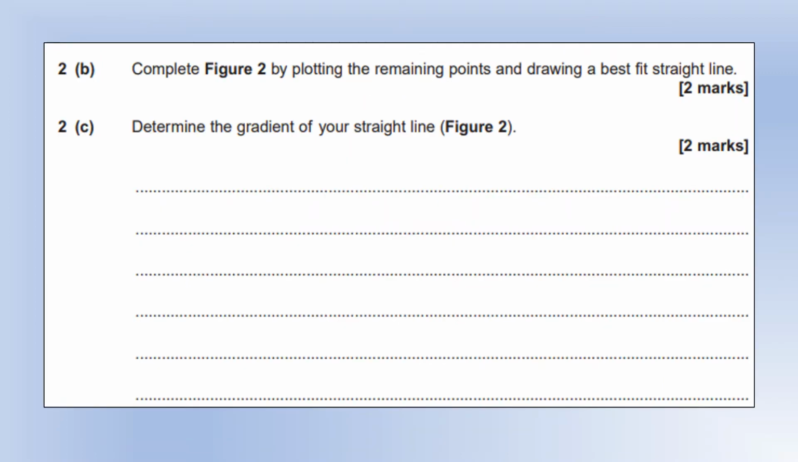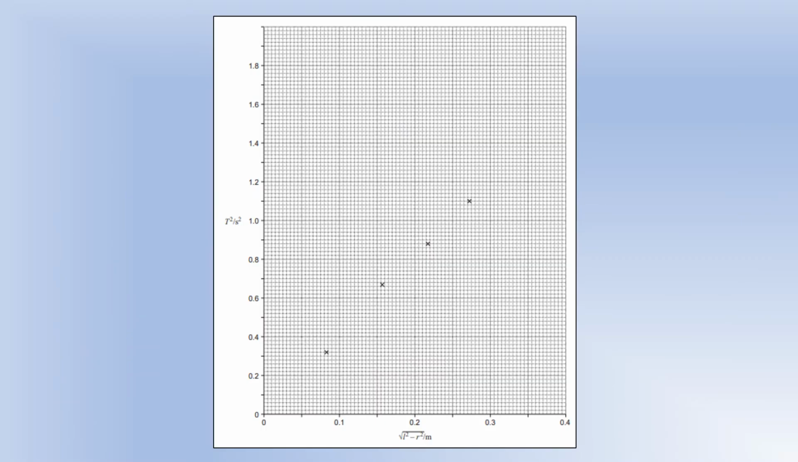So what we're going to do is we're going to plot these onto a graph, and we want to find the gradient of the straight line of best fit. So here's the graph. We can stick the values that we've just calculated in. Draw a line of best fit.